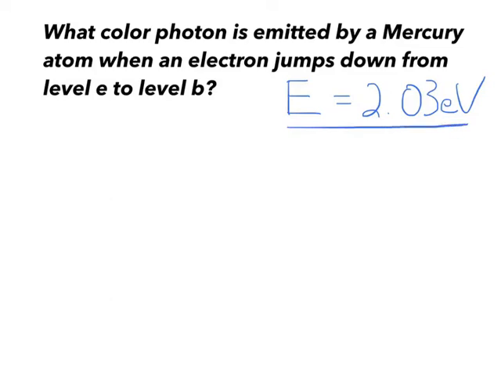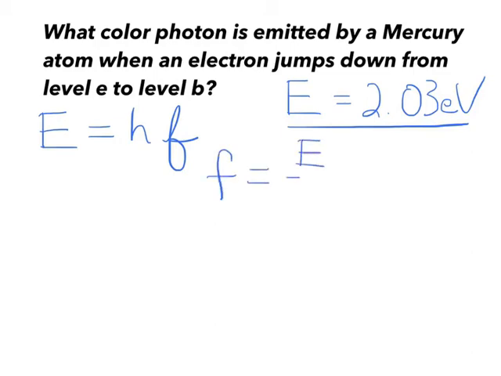So I need a relationship between frequency and energy. Again, on my reference tables under modern physics, I see a formula that looks like this: E equals h times f, where E is the energy of the photon. That's what I've got. f is the frequency of the photon. That's what I want. And h is called Planck's constant, which is on the front page of the reference tables. So I'm going to solve this for frequency. Frequency equals E over h.